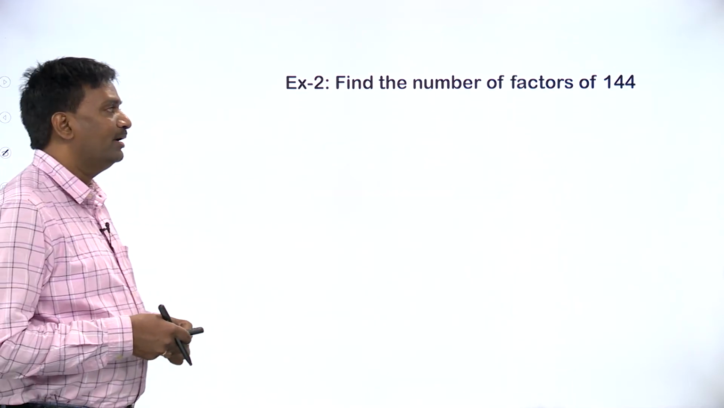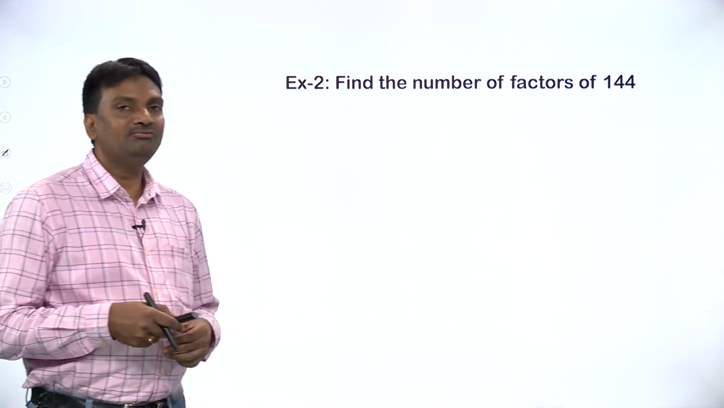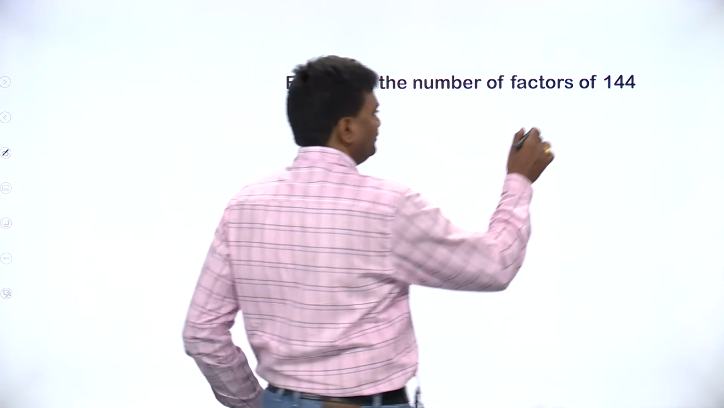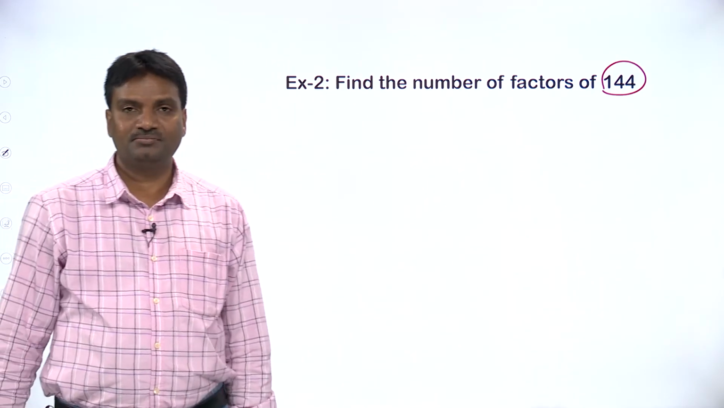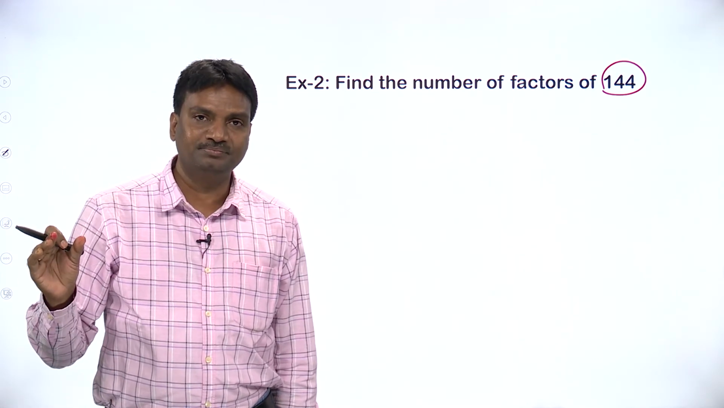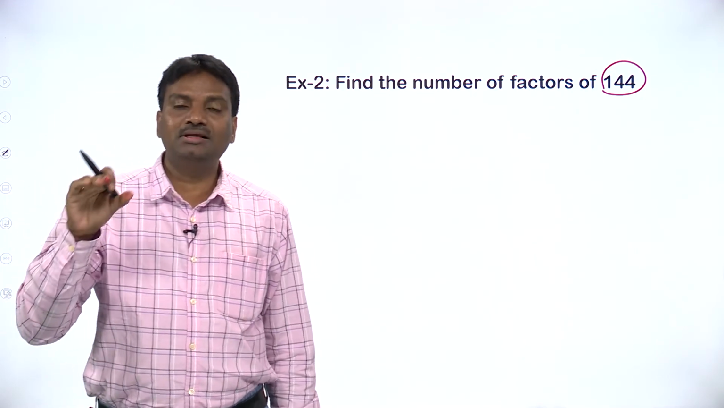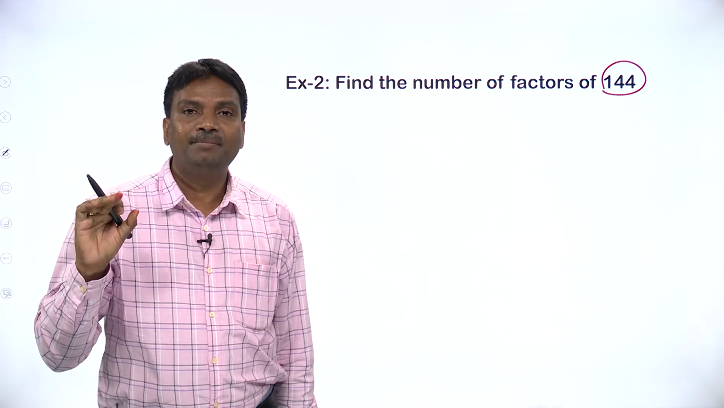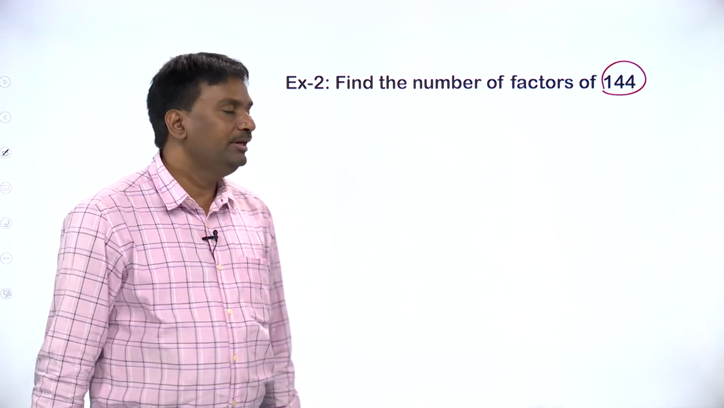Next, find the number of factors of 144, just like the above problem. In the above example we have taken the number as 12. Here we have the number 144. Whatever the given number may be, we have to express that number in the form of p1 power alpha 1 into p2 power alpha 2 so on pk power alpha k.